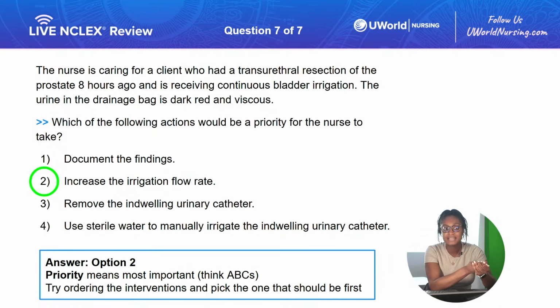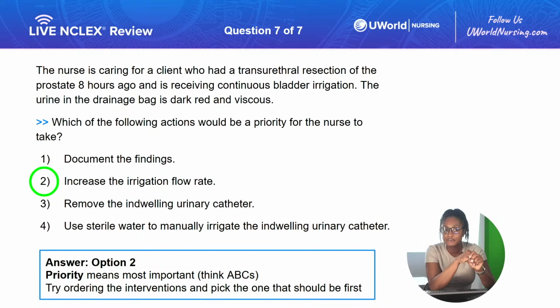And then option 4, use sterile water to manually irrigate the indwelling urinary catheter. This is something that we could do if we have a doctor's order, and this is if our option 2, increasing that irrigation flow rate, does not work. So we can irrigate it. Maybe that blood clot is occluding the opening of the catheter to actually have the output. So you could irrigate it to push that blood clot out and off.